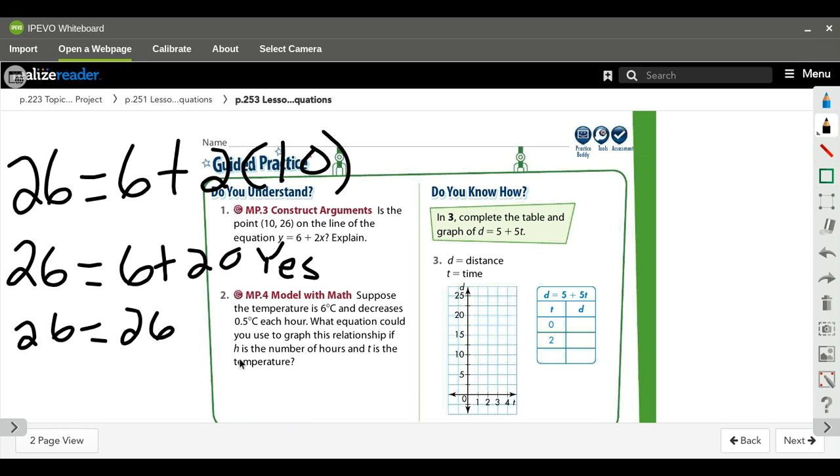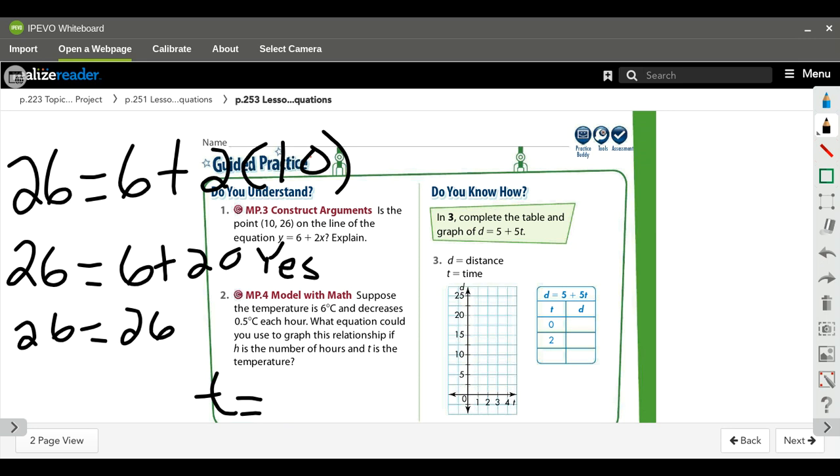Okay, number 2. Suppose the temperature is 6 degrees Celsius and decreases half a degree Celsius each hour. What equation could you use to graph this relationship if h is the number of hours and t is the temperature? So t is my temperature. That's my dependent variable because my hours is going to change the temperature. So t is going to be on one side of the equation, and then my independent variable is going to be that half a degree change each hour.